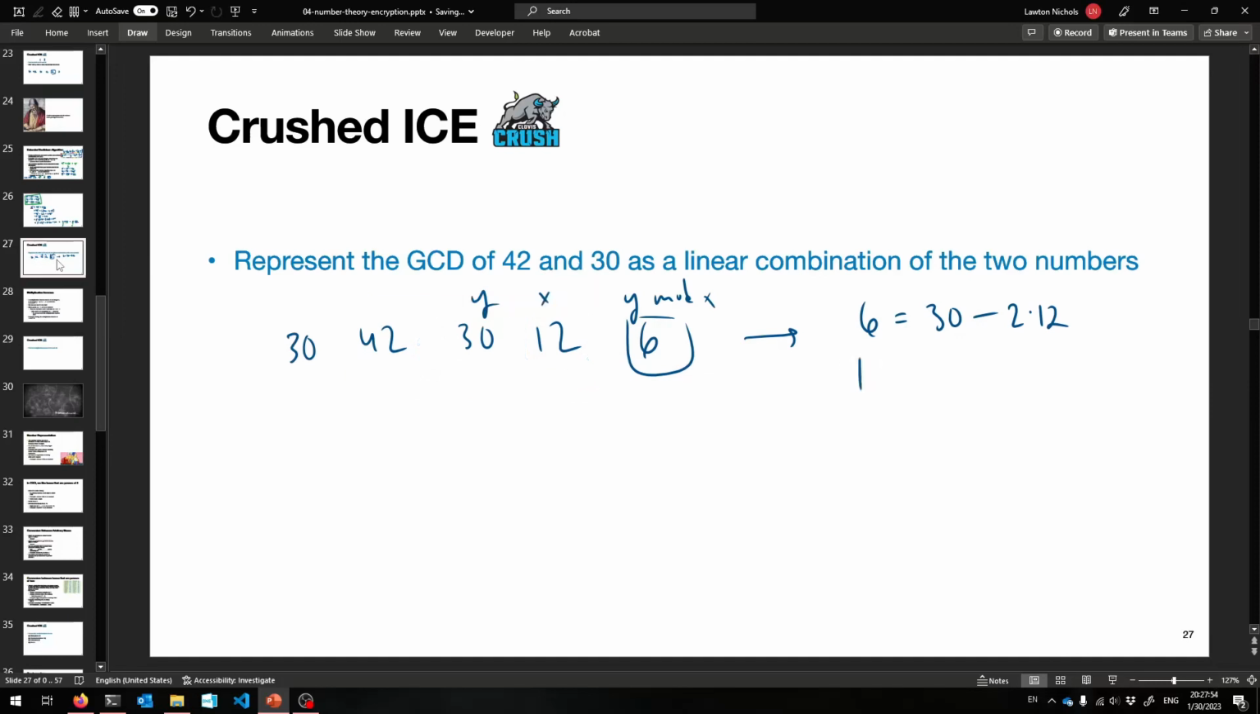So what is 12 but 42 minus, well, it's just 1 times 30 actually. 1 times 30. That one's easy to do in your head. Sometimes you have to break out a calculator and do integer division though. And now you bring those two equations together. So you start with this one.